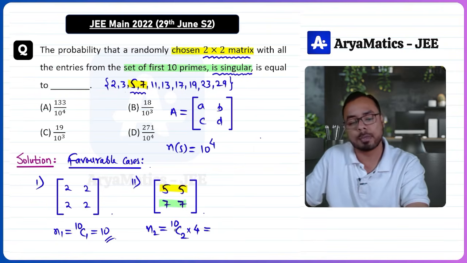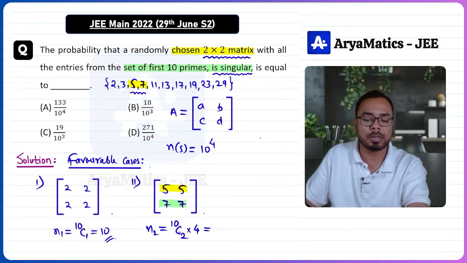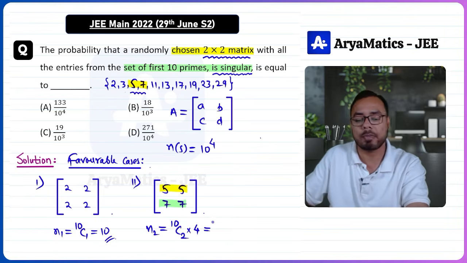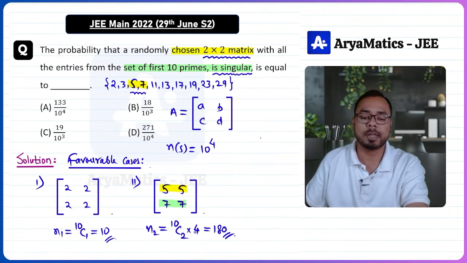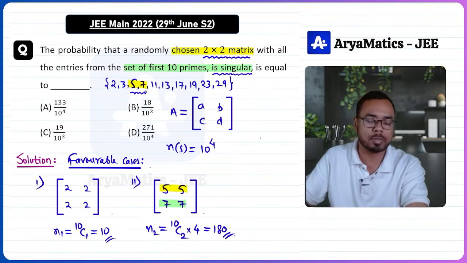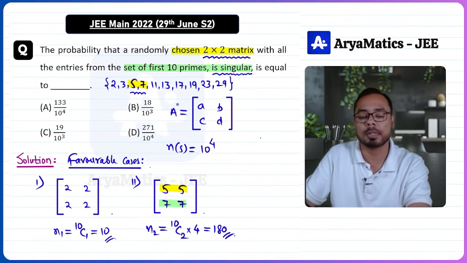So the number of such matrices will be 10C2, which is 45, 10 into 9 by 2, and that multiplied by 4. So 45 into 4, that means 90 into 2, so that will be 180. So these are the number of matrices where we are using exactly 2 of these 10 elements.